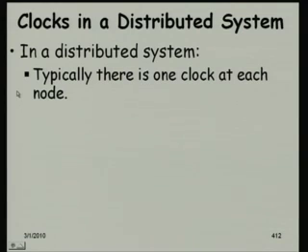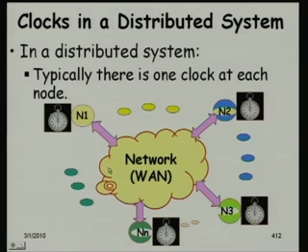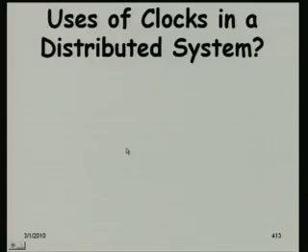So typically there is one clock at each node, and they are connected through a wide area network. So the transmission time here is quite significant, right, compared to a multiprocessor system. But what are the uses of a clock in a distributed system? Can anybody answer this question?